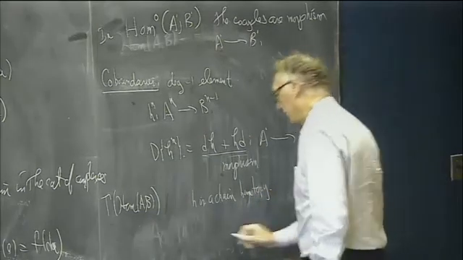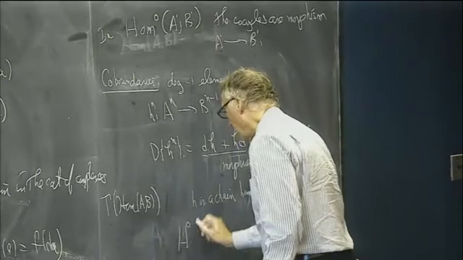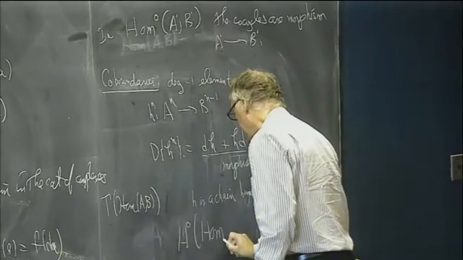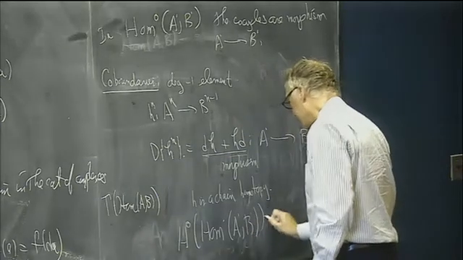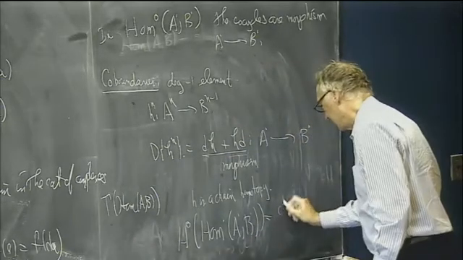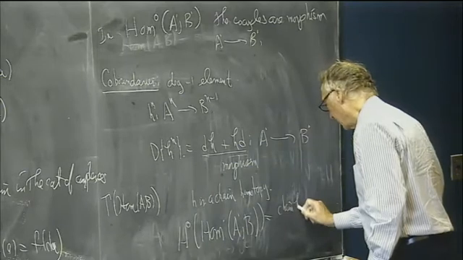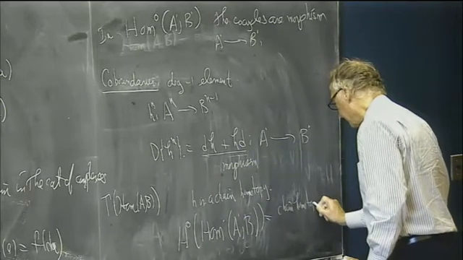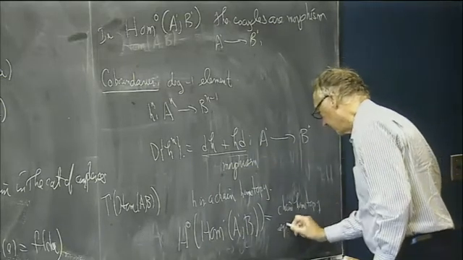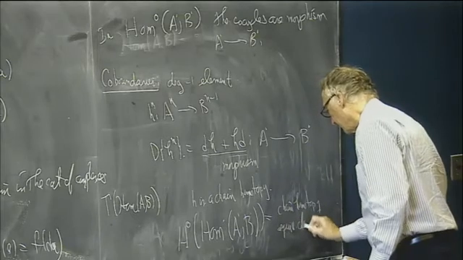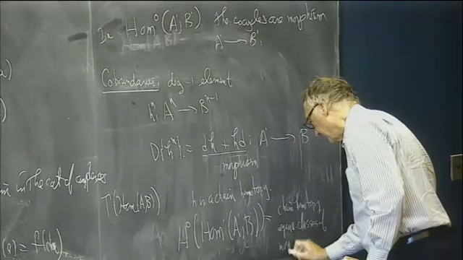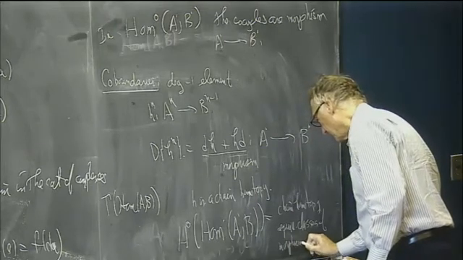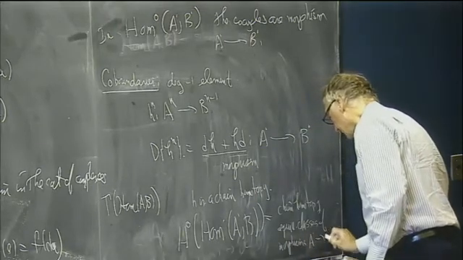And now we see the zeroth cohomology of Hom(A, B) is simply chain homotopy equivalence classes of morphisms A to B.